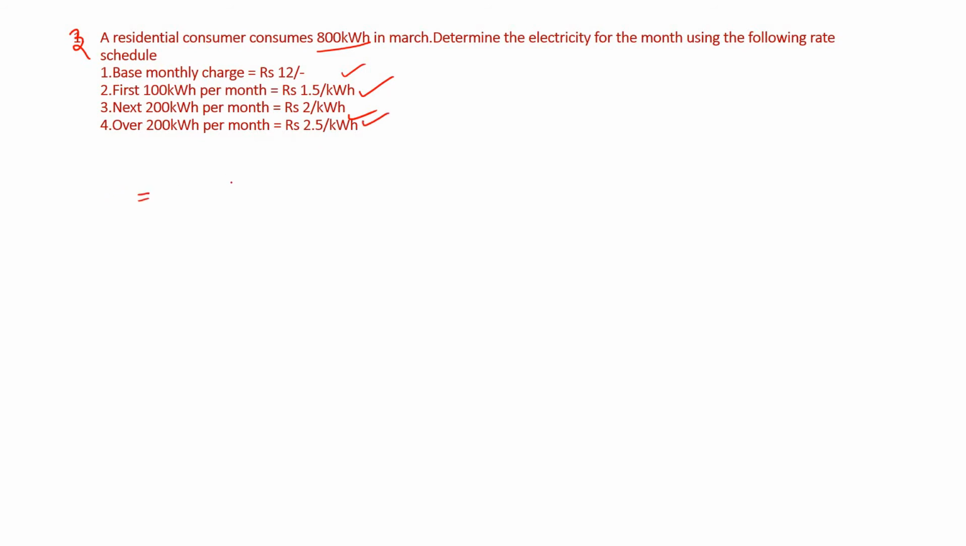So first of all I am going to write the base monthly charge. This is common to all consumers. And for the first 100 kilowatt hour per month, per kilowatt hour the money is 1.5. So that is multiplied with 100, we get the value 150. In the similar manner, multiply 2 with 200, that is 400.